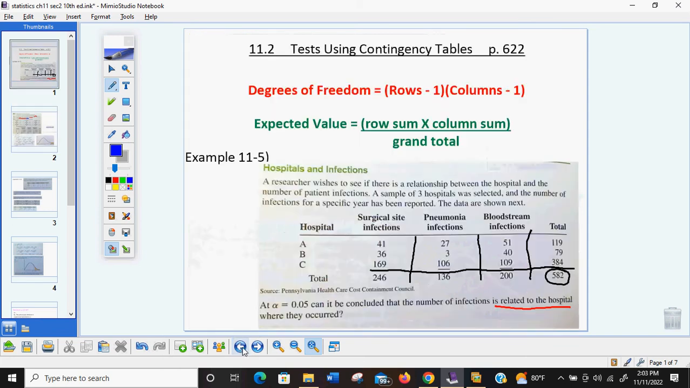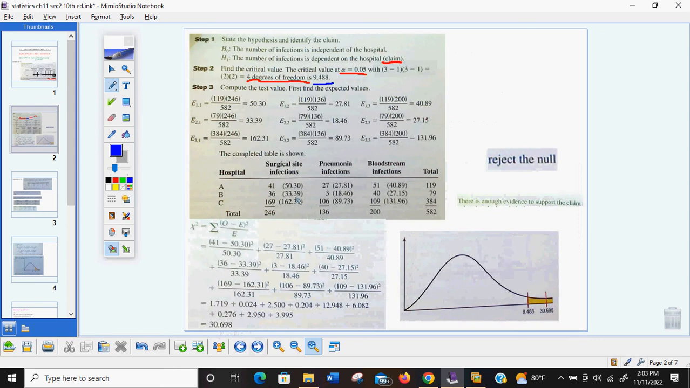Let's do one more. Let's do hospital B, surgical infections. So they observed 36. To get expected, you would do row sum, which is 79, times the column sum, which is 246, and then divide by 582, the grand total. That gives you an expected value of 33.39. You would do the same for every one. Here, row sum is 79, column sum is 136, divided by 582 gives you 18.46. Here, row sum is 79, column is 200. So 79 times 200 divided by 582 gives you 27.15.